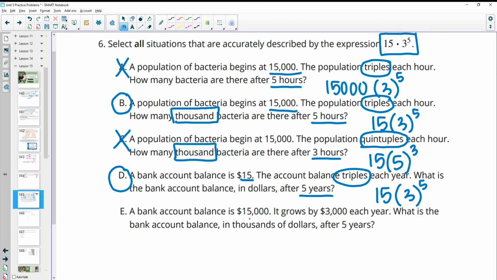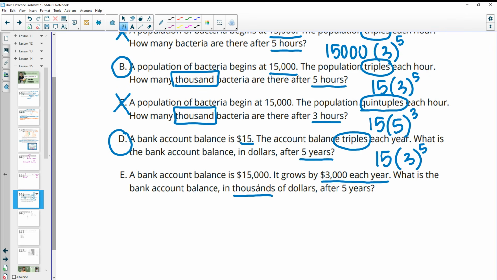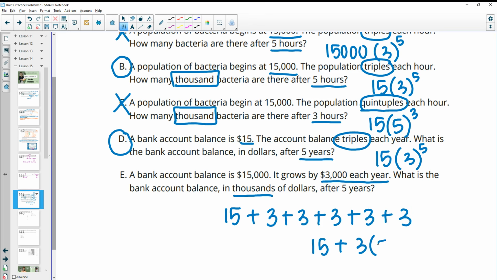A bank account balance is $15,000. It grows by $3,000 each year. What's the account balance in thousands of dollars after 5 years? So this one we have thousands of dollars. So we want $15,000 and it's growing by $3,000 each year. So this means it's adding 3,000 in year 1, adding 3,000 in year 2, adding 3,000 in year 3, in year 4, in year 5. So this one is really 15 plus 3 times 5, not 3 to the 5th power. So E does not accurately represent it.